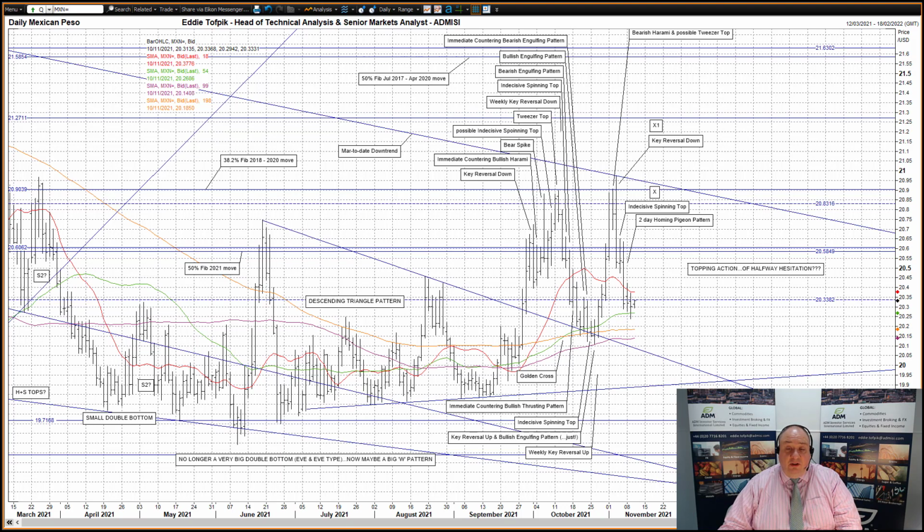This whole action last week in turning back down should be seen in the shadow of the weekly key reversal up made 2 weeks ago. Now so far today, a small reactionary open higher, but capped by the lesser Fibonacci line at 20.3382 and supported by yesterday's close. So not the biggest of resistances or supports, to be honest.